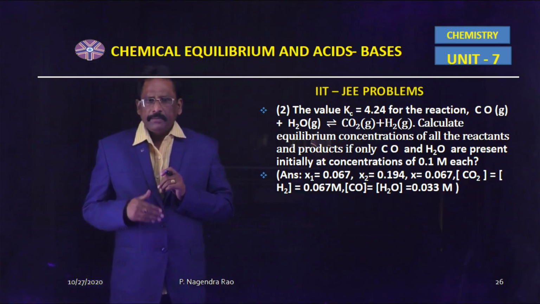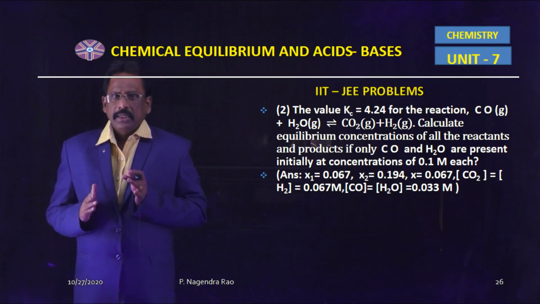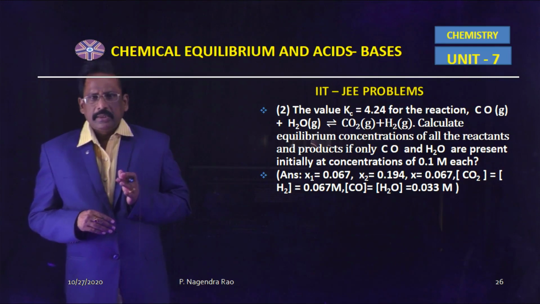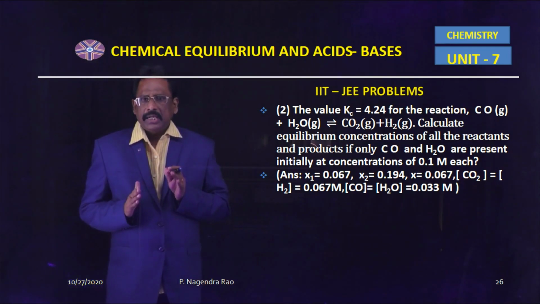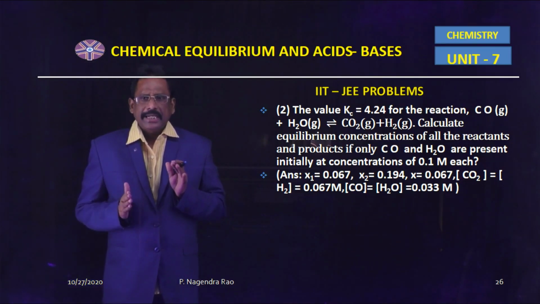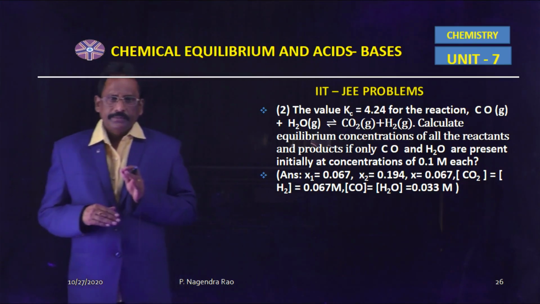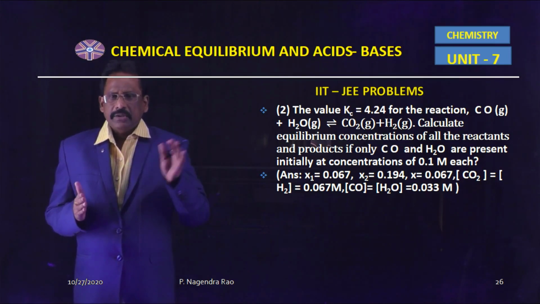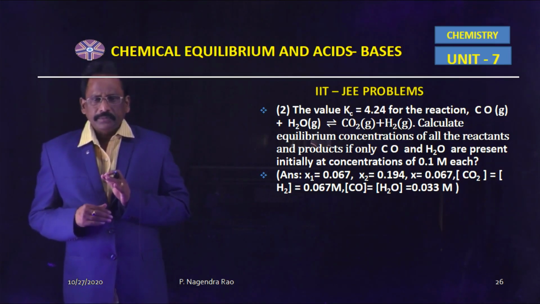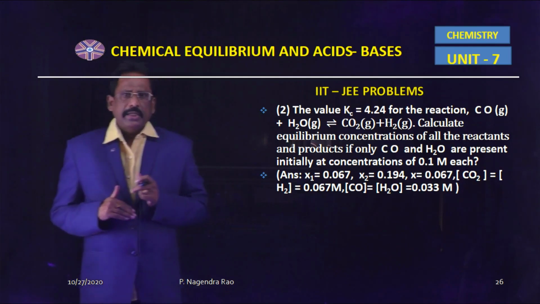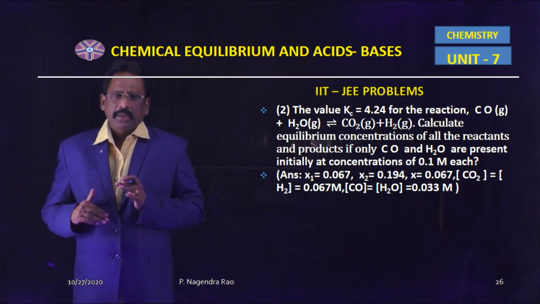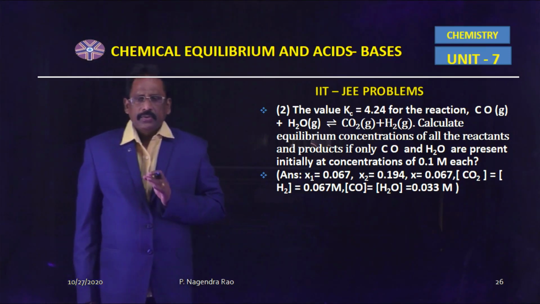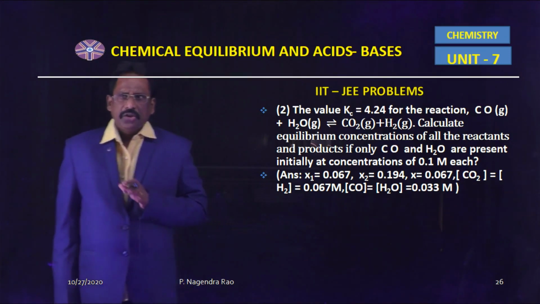So one of the best applications of Kc is that it is useful to calculate the equilibrium concentrations of the reactants and the products. It is also useful to know the direction of the chemical reaction and the extent of the chemical reaction. These are the three applications of the equilibrium constant Kc according to law of chemical equilibrium.